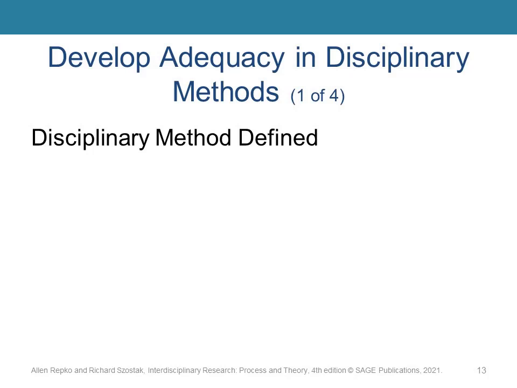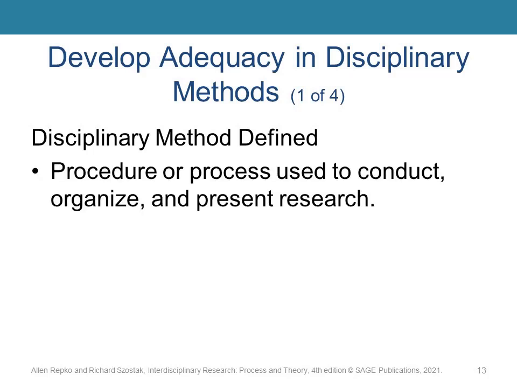The next task involved in step 5 of the IRP is to develop adequacy in disciplinary methods. Developing adequacy here means understanding and evaluating the methods used to produce an insight. Disciplinary methods are the procedures, the processes, the techniques used by disciplinarians to conduct their research.